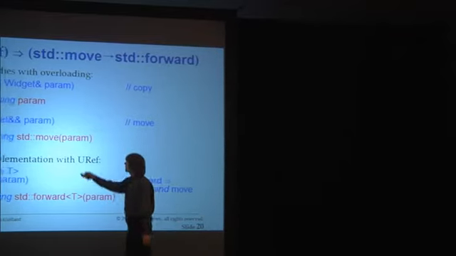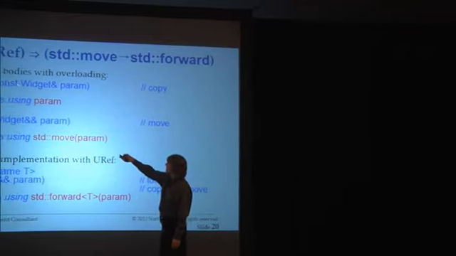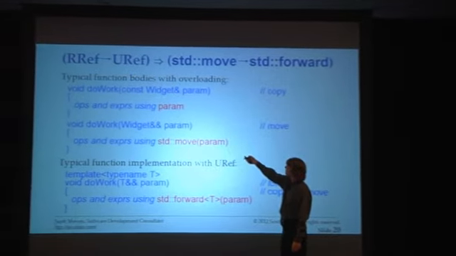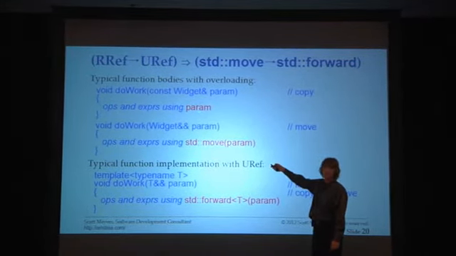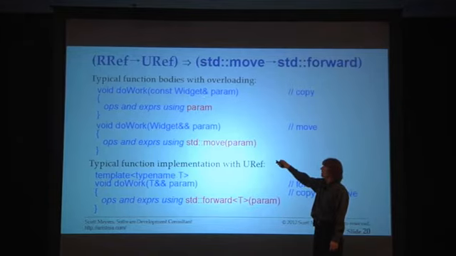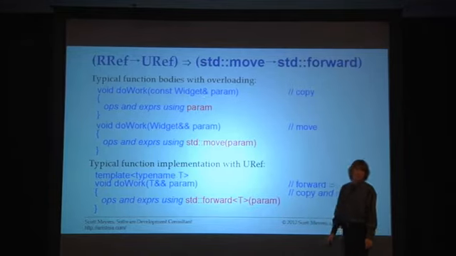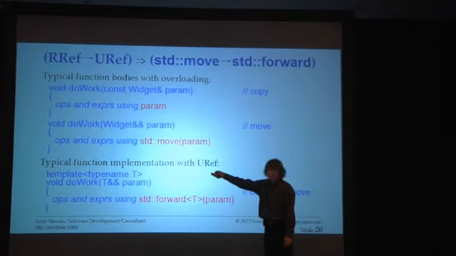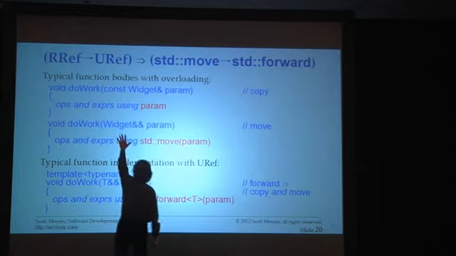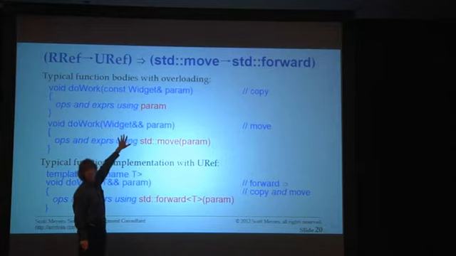So here's doWork. It takes an L value reference to const. So in this particular case, I'm going to use operations and expressions that just use param directly. I know I have a reference to a constant object. I don't need to do anything special to it. If I have doWork, which takes an R value reference, notice there's no type deduction going on here. This is not a universal reference. This is an R value reference.